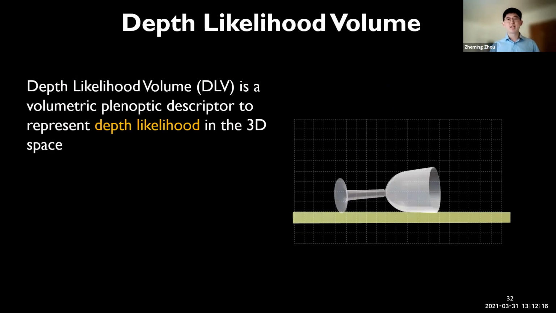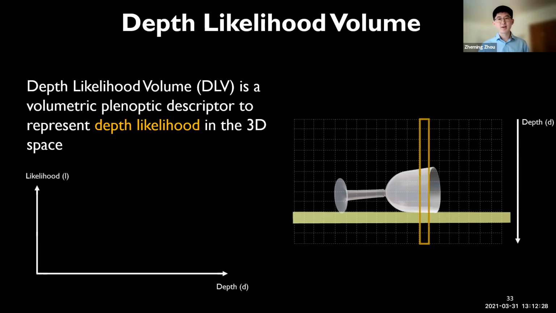In this work, we have proposed a depth likelihood volume, or DLV, as a volumetric Plenoptic descriptor to represent depth as a likelihood function rather than a determinate depth value. To better understand this, here we give an example of a transparent cup laid on an opaque table, and we divide the space into grid cells. Then we will show how the depths are distributed in this new representation.